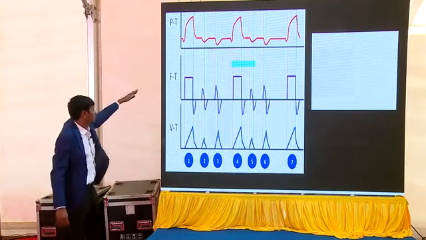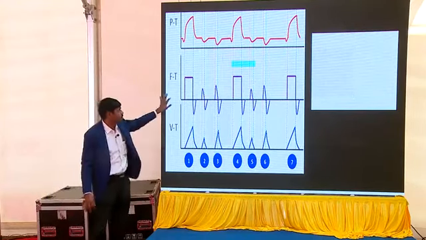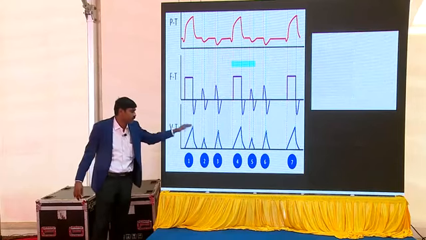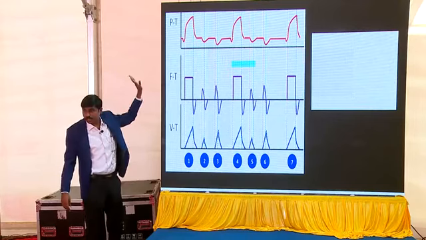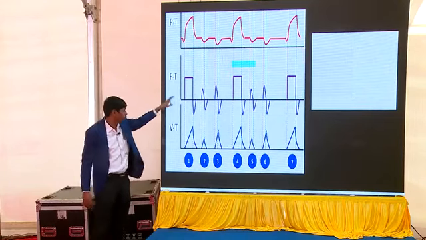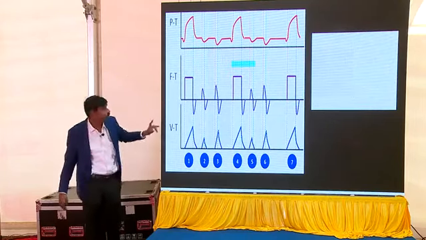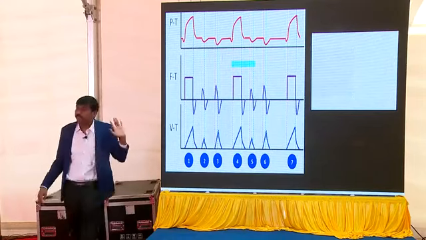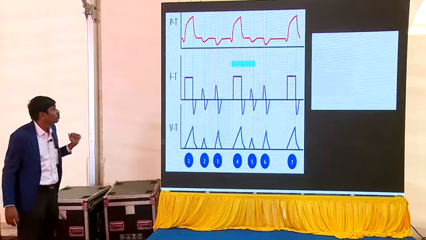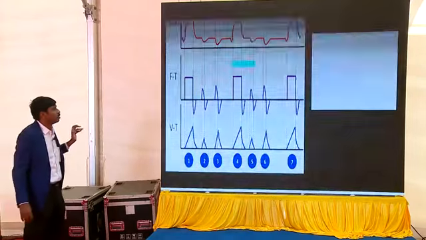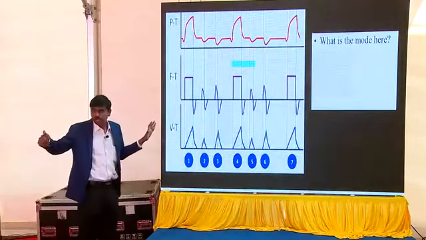These are called scalars, where on the x-axis you have time, and here you have the flow, pressure and volume. First is the pressure, second is the flow, how much you achieve, and third is the volume. Now, what is the mode depicted here? Anybody? Okay, what is the mode?